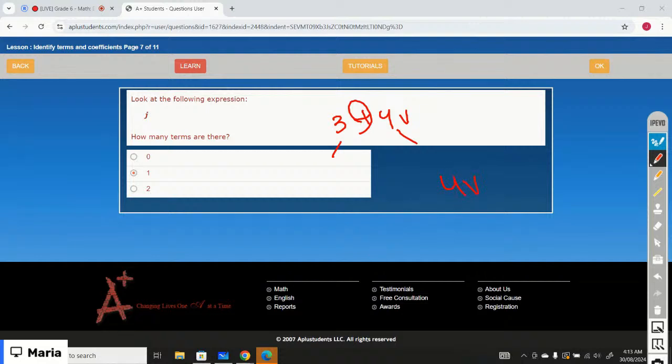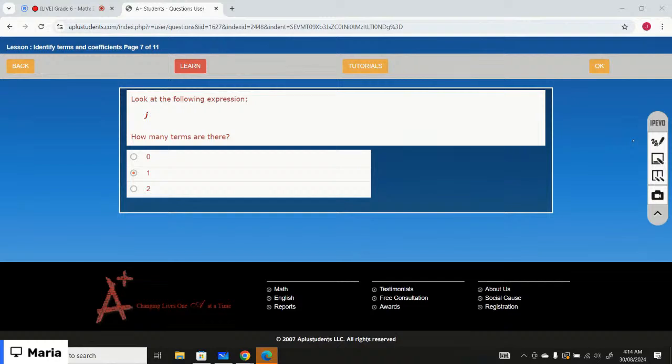Then you have to learn the coefficients and variable. So v is the variable, right? The number 4 that is written with the v is the coefficient. Got it? The correct option is 4 is the coefficient. Okay, you can complete the lesson by yourself later today. Let me just move on to next lesson.